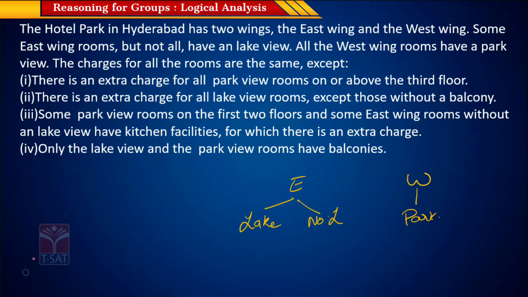So for the extra charge in the west wing, the park view rooms are in the west wing, and when the floor is greater than or equal to 3, you will be charged extra. And there is an extra charge for all the lake view rooms except those without a balcony. So there might be some rooms with a balcony and some rooms without a balcony.